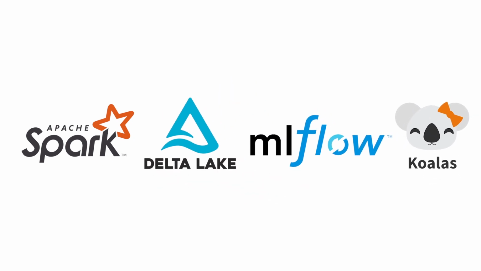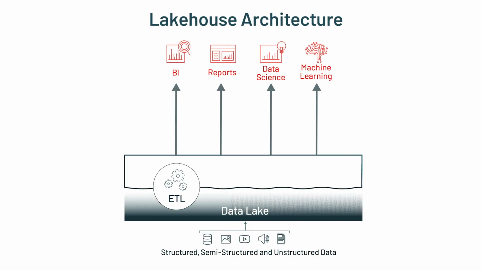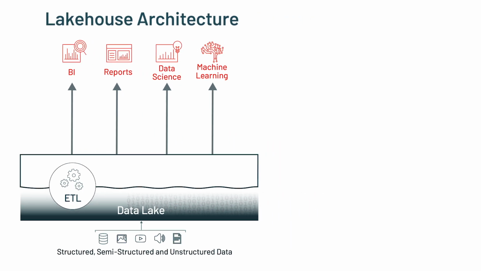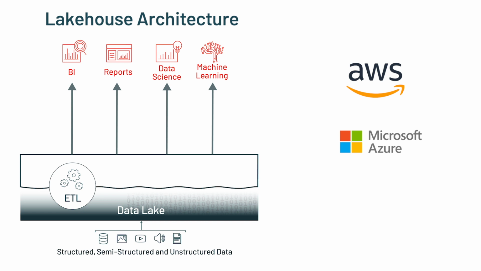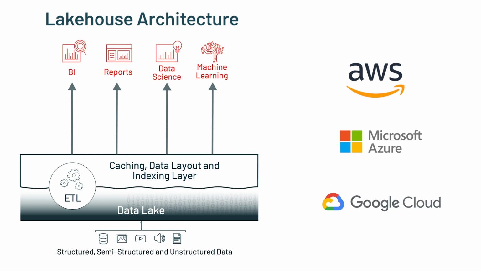It builds on these technologies to deliver a true Lakehouse architecture, combining the best of data lakes and data warehouses for a fast, scalable, and reliable data platform. Built for the cloud, your data is stored in low-cost cloud object stores such as AWS S3, Azure Data Lake Storage, and Google Cloud Storage, with performant access enabled through a caching, data layout, and indexing layer.